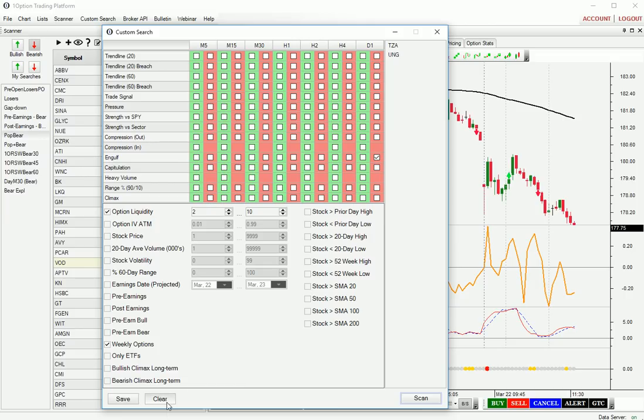There is a clear button, so we can clear all. If I clear all, it will zero everything out, and that way if I've got any boxes marked that I might not spot visually, I can always clear everything. So we've got our option liquidity and our weekly options marked. And now I'm going to be looking for a bullish engulfing pattern on a daily basis, D1.